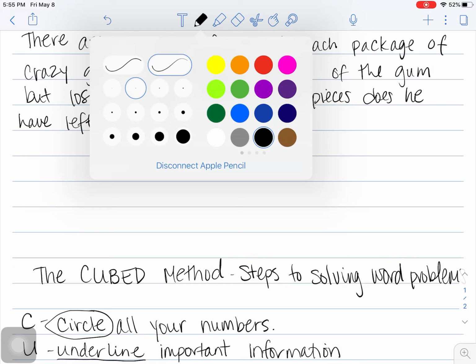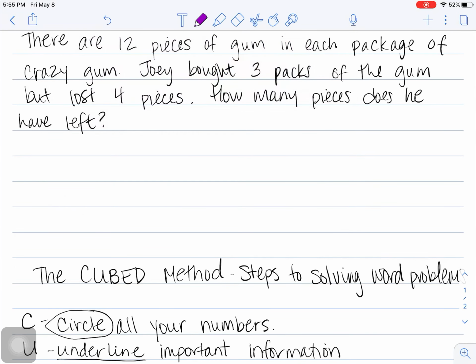And I'm going to turn to purple. And here it says, there are 12 pieces of gum in each package of Crazy Gum. Joey bought 3 packs of the gum, but lost 4 pieces. How many pieces does he have left? Okay, I'm going to use the CUBED method. There's a 12 and a 3 and a 4. I don't know yet if I need all of that, but those are all the numbers, okay?